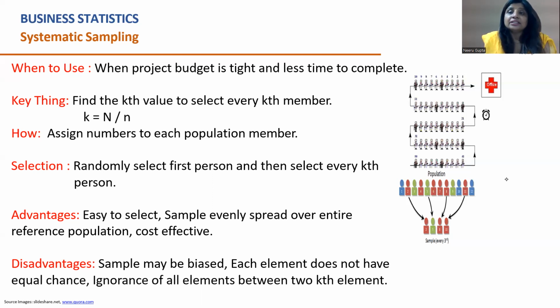What are the advantages? In this example, you can see 50 students are there. Then I have taken every fourth student or fifth student. The advantages: easy to select, sample evenly spread over the entire reference population, no bias, and cost effective, less cost. The disadvantages: each element does not have an equal chance, and there is ignorance of all elements between two kth elements. This can be a possibility.